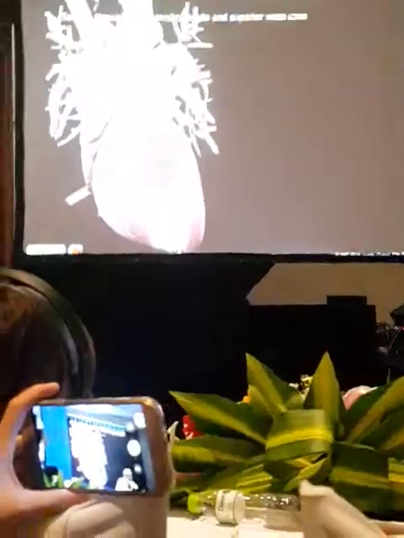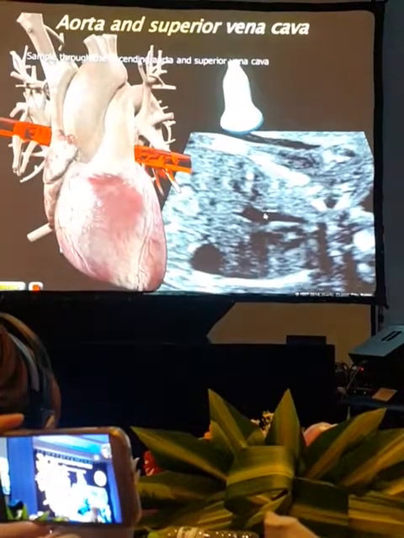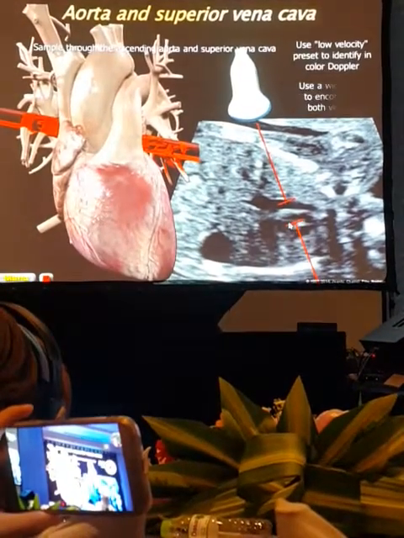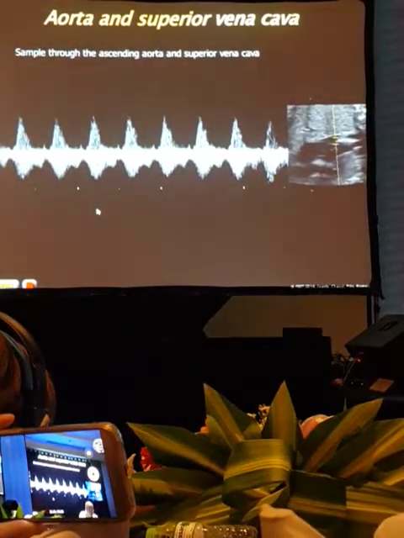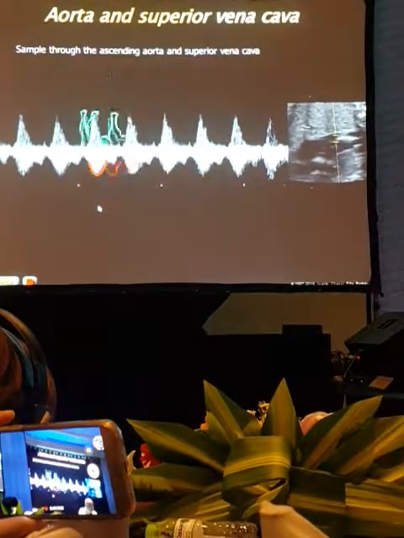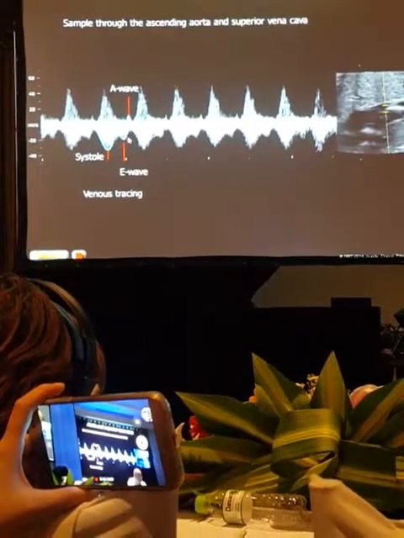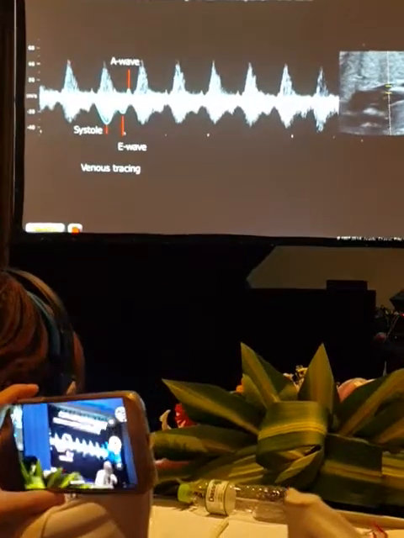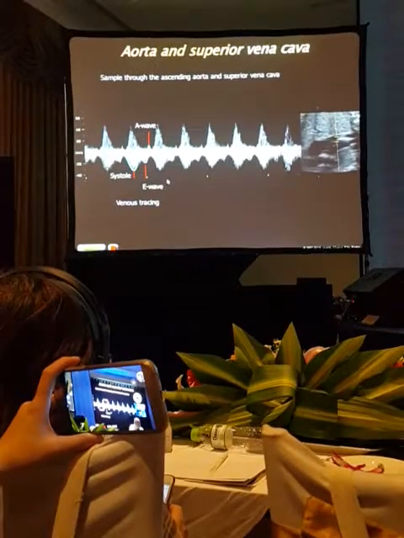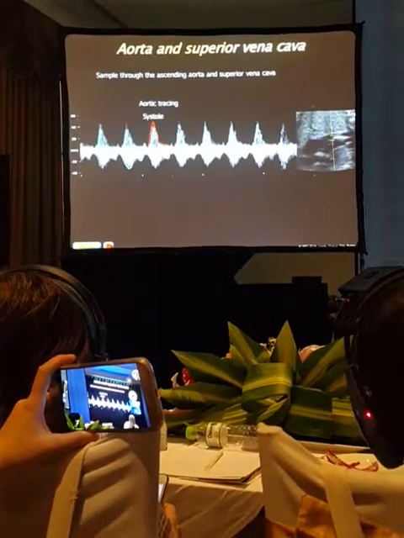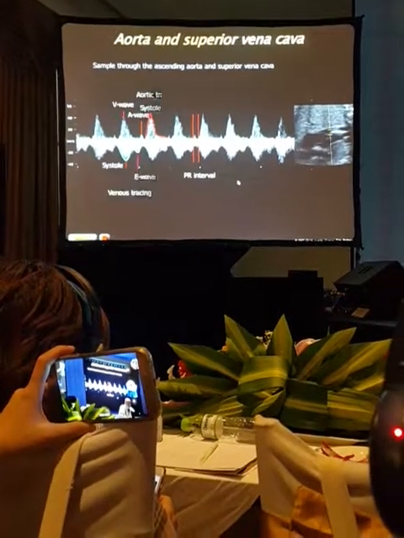Here we have the superior vena cava and aorta. You take a large sample, with the superior vena cava here, and use one gate, and then you can trace like this. Here are the waves: you see V, E, and A. And you see A being on the other side is easy to recognize. For the PR interval, you go for the gap, and you measure the gap over here. On the aortic side, you have only the aortic tracing, and so the PR interval is measured over here.